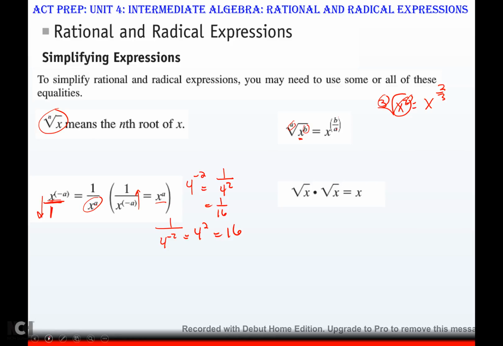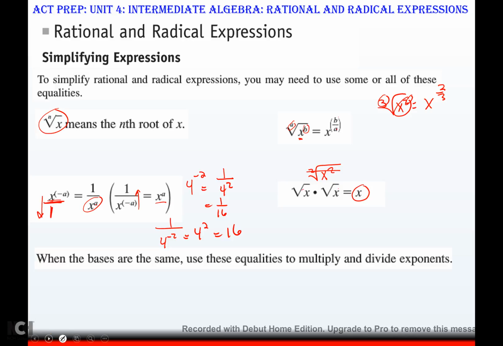Okay? If you have the square root of x times the square root of x, basically it erases this, because this is really the square root of x squared. Well, those 2's cancel, and I get x. And it says when the bases are the same, if you're multiplying and dividing, when you multiply powers, if the bases match, you keep the base and you add your exponents. When you're dividing, you keep your base and you subtract your exponents. Okay?